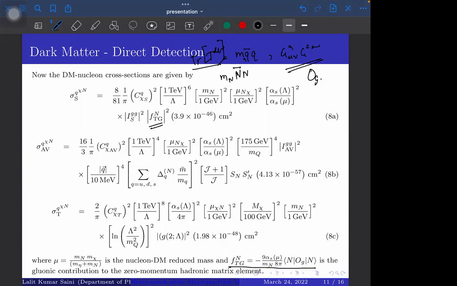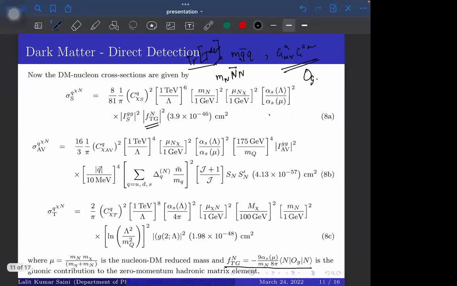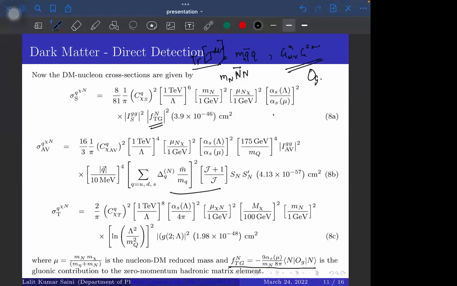Now for the pseudoscalar, a similar kind of nucleon matrix element will be there, but this time it will not be related to the mass of the nucleon, but to the spin content of the nucleon. So that will give me this, and Sn here is the spin of the nucleon. Now in the case of twist, as I said, this is a tensor, and this tensor is related to the energy momentum tensor. So this time I don't need to take the trace.